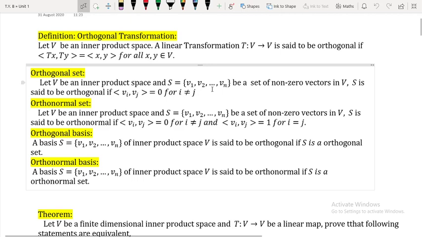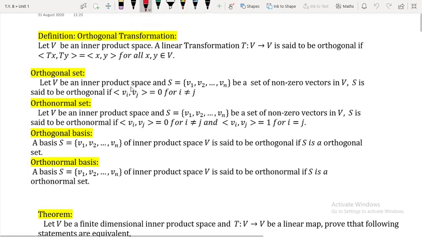In other words, if you take any two vectors of this set, then their inner product is going to come 0. Okay, so if this is happening, then that set is said to be an orthogonal set.